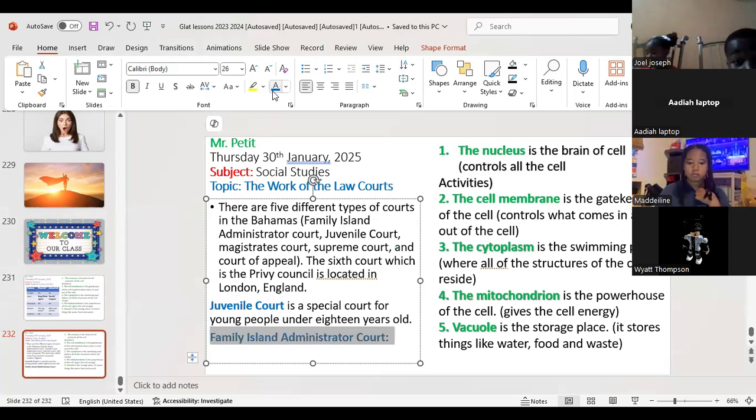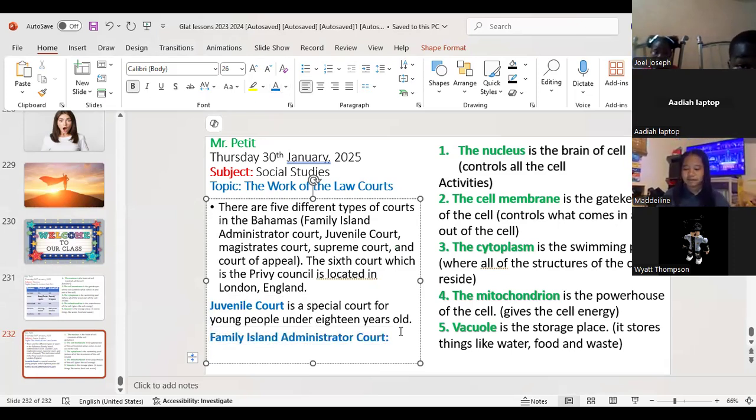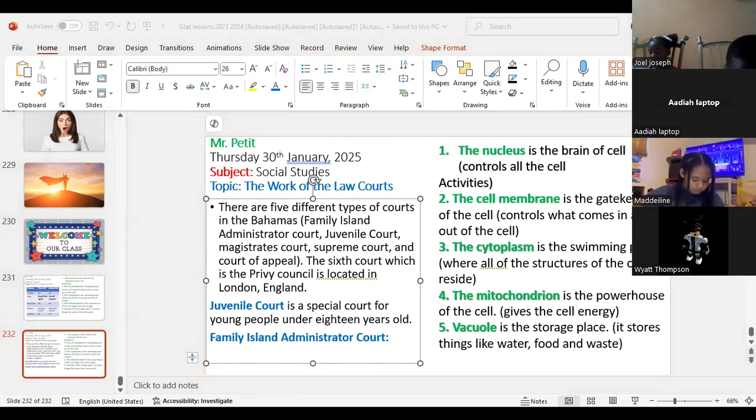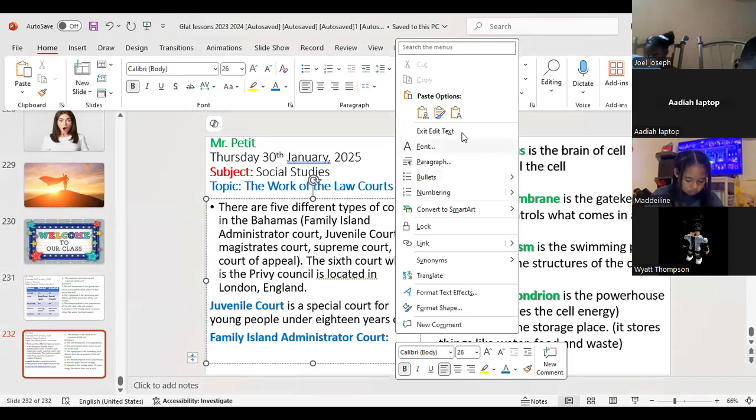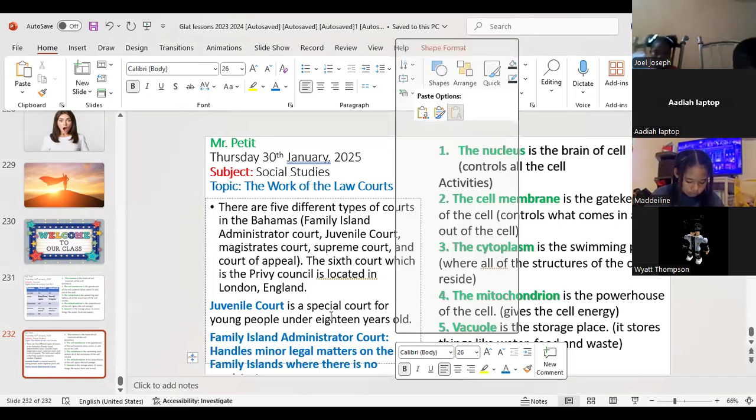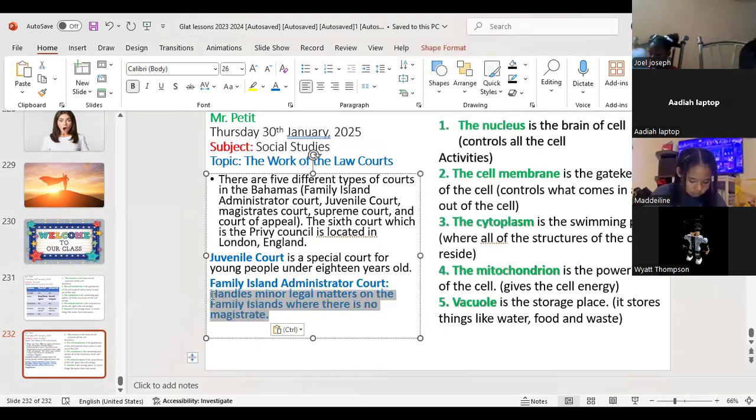No, sir. Madeline, you've never been to any Family Island? No, sir. How about you, Adai? Have you ever been to any Family Island before? I don't know if Abaco is a Family Island, but I've been to Abaco. Yes, Abaco is a Family Island. I've also been to Grand Bahama. Okay. How was it in Abaco? It was quiet. Different from Nassau.